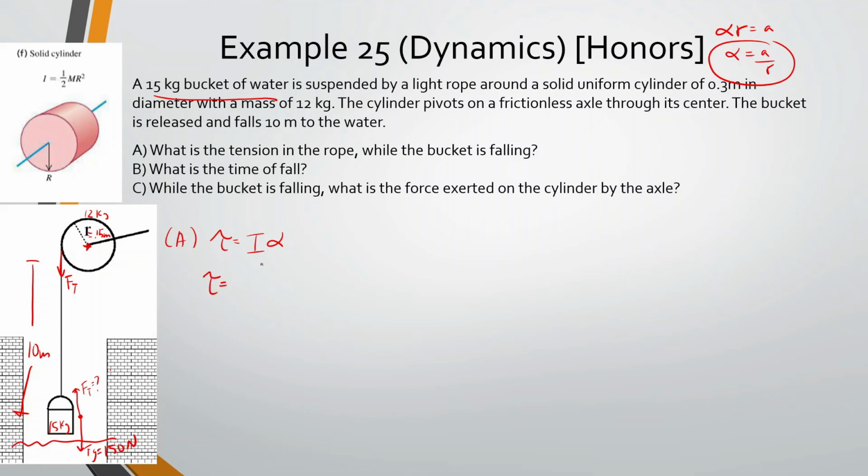So we know torque is equal to inertia, which is 1/2 mass, so that's going to be the mass of this one, because this is what's going to be rotating. That's the inertia. So this is going to be 12 times, and then alpha, instead of alpha, I'm going to put a over r, and r is 0.15. Okay? The next thing that I'm going to do here is I'm going to change this.